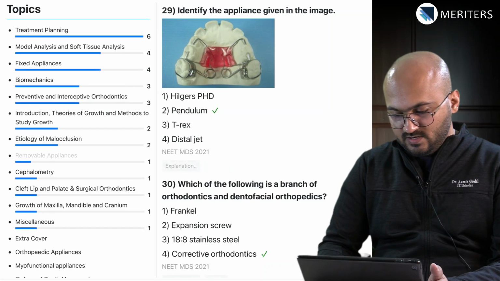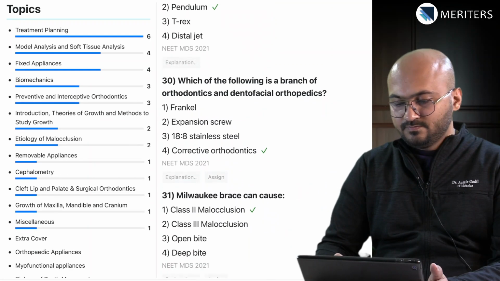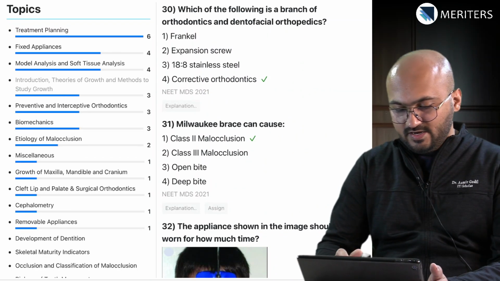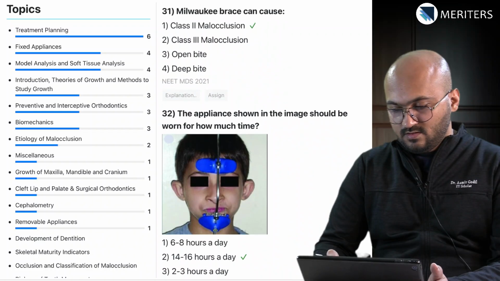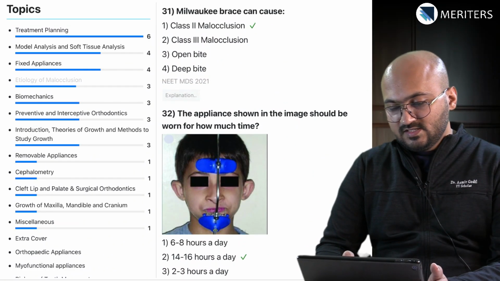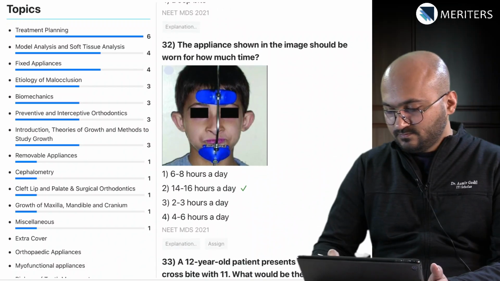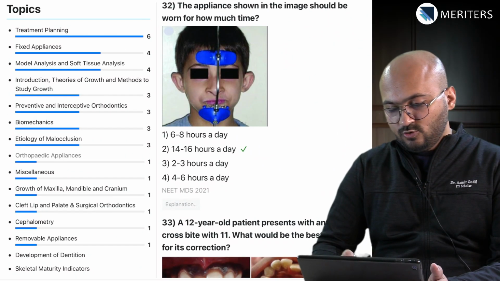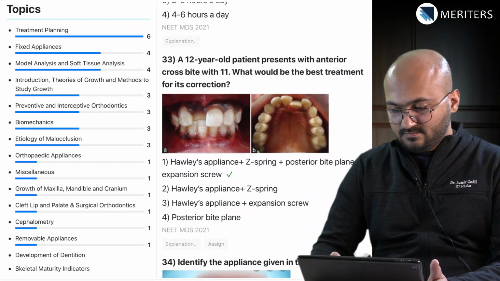Then we have a removable appliance identification of pendulum appliance. And a straightforward question on corrective orthodontics. Milwaukee braces cause class 2 malocclusion, that's etiology. Then an application based question of face mask, that's orthopedic appliance.